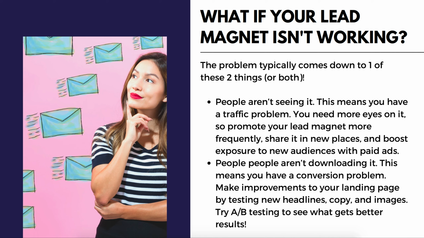So what if your lead magnet isn't working? The problem typically comes down to one of two things, or both may be at play. The first thing is people aren't seeing it. Now, I know I beat this like a dead horse in the last lesson, but if people are not seeing it, you have a traffic problem, which means you need more eyes on it. So the only way to do that is to promote it more frequently, to share it in new places, and to boost the exposure to new audiences with paid ads. You starting to get a picture of why this is so important? We need eyes on it.